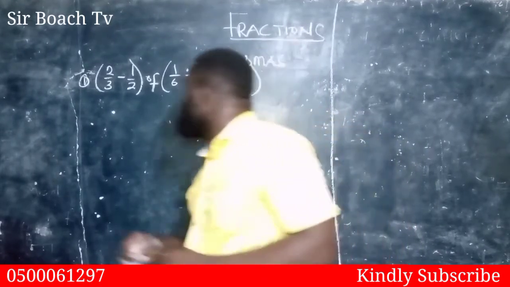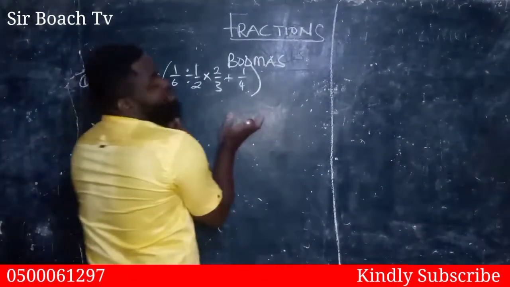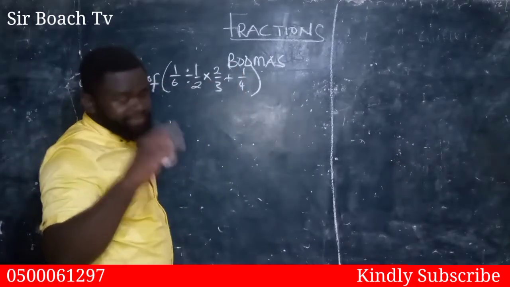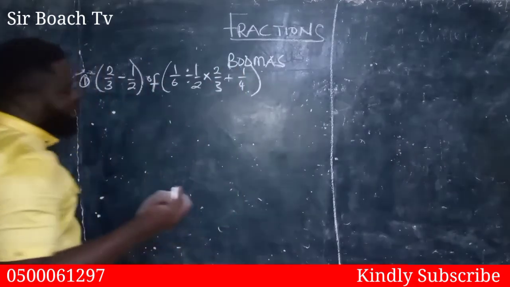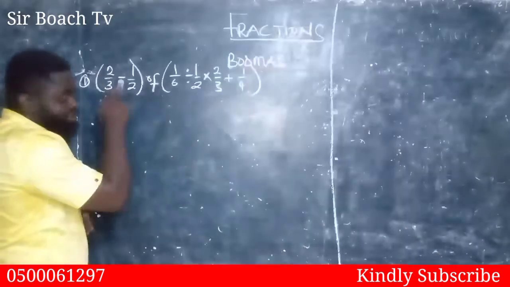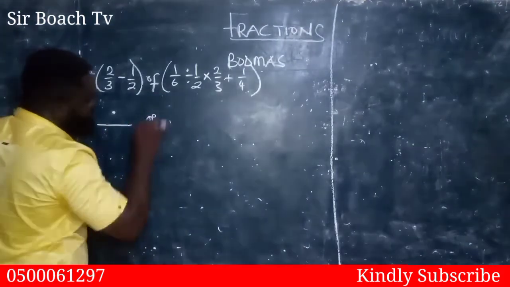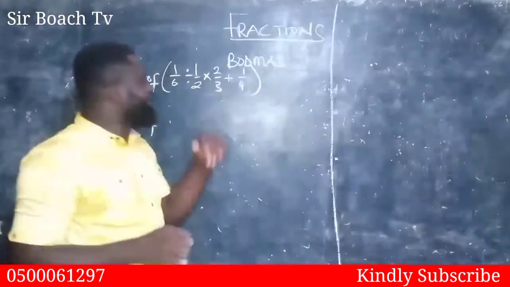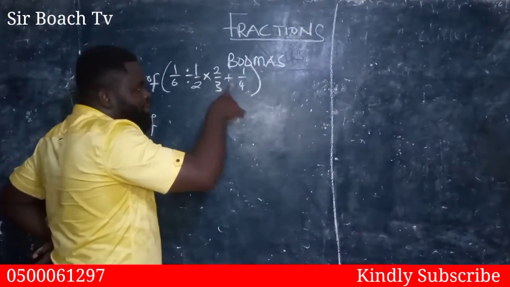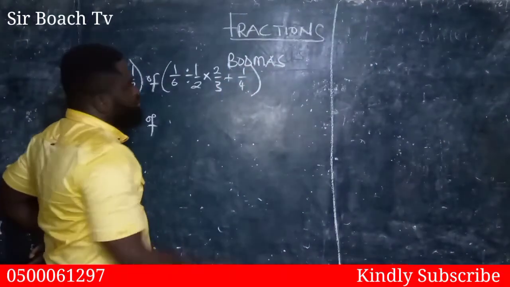Now let's look at this. We can see that the first one has a bracket, and the second one has a bracket. And with BODMAS, we have to tackle the one in the bracket first. So what are we to do? In the first bracket, we have only one sign, that's subtraction. So we'll just go ahead and write the LCM over here, then "of". Now in the second bracket, we have division, multiplication, and addition. So we're using another BODMAS inside the bracket.